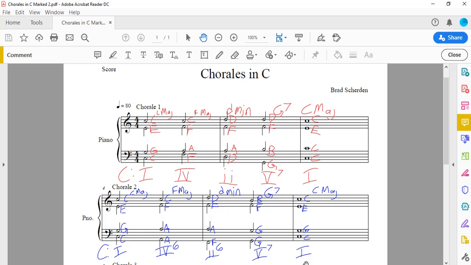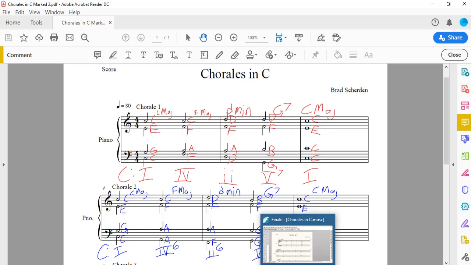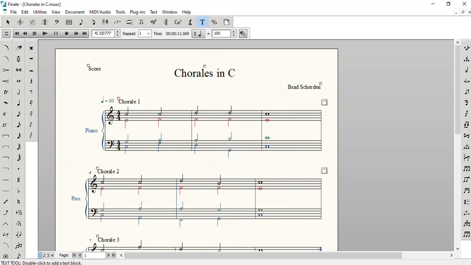I am going to switch over to Finale right now and play chorales 1 and 2, just so we can refresh what they sound like in our ears. Oh, that's probably going to be too loud. Okay, let's go with that. Here is chorale 1, followed by chorale 2.